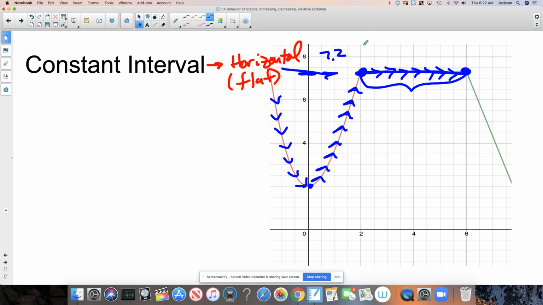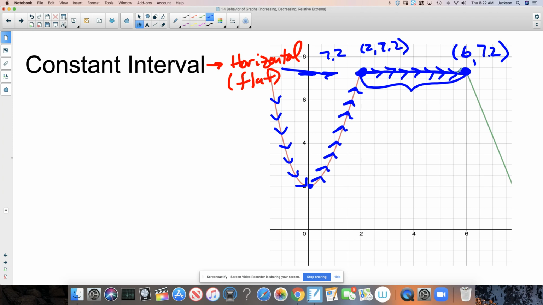So this point, we would say its x coordinate, you can see from down here, the x coordinate of this point is 2. The y coordinate is 7.2. Sorry, my 7 didn't come out right there. And this point right here has an x coordinate of 6 and a y coordinate of 7.2.